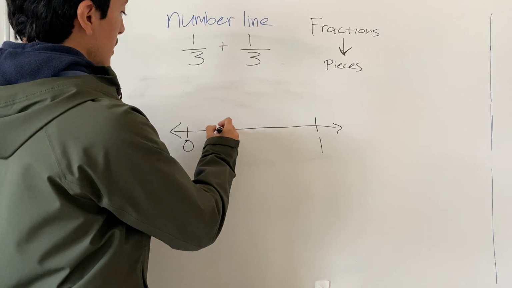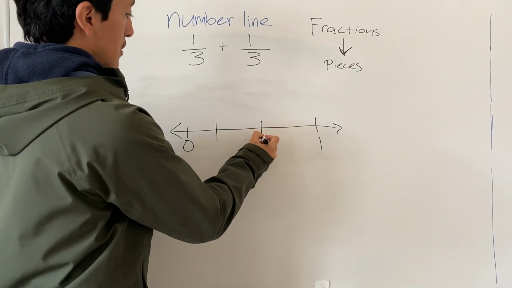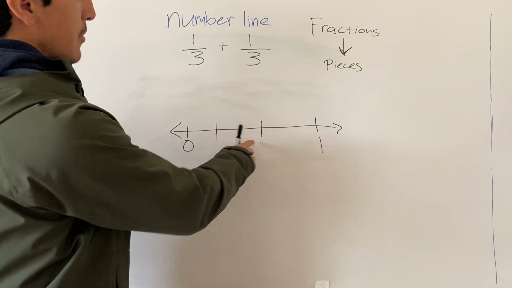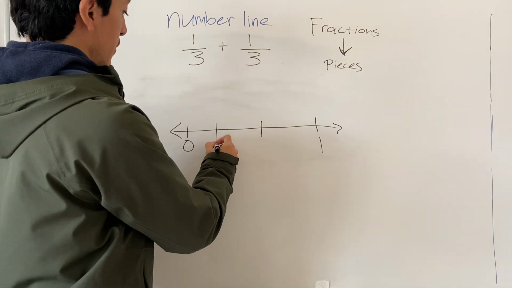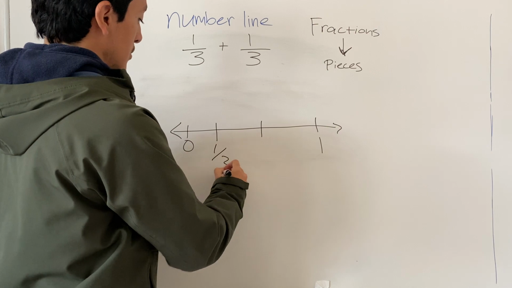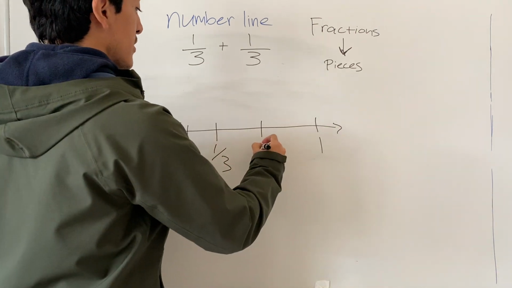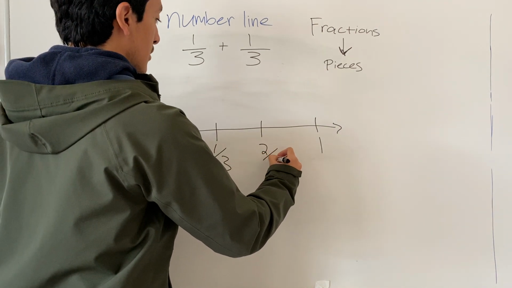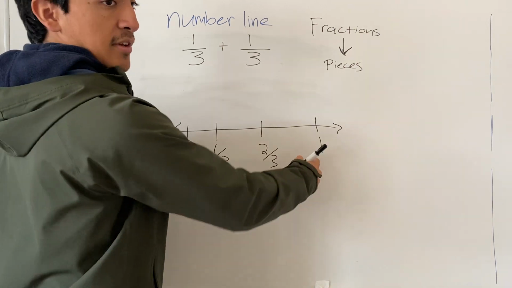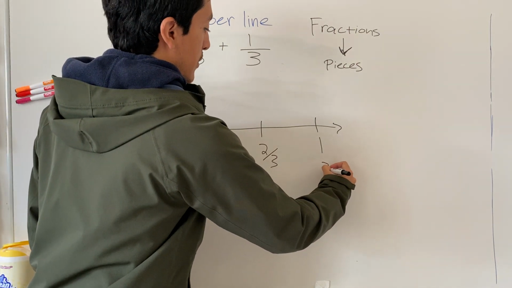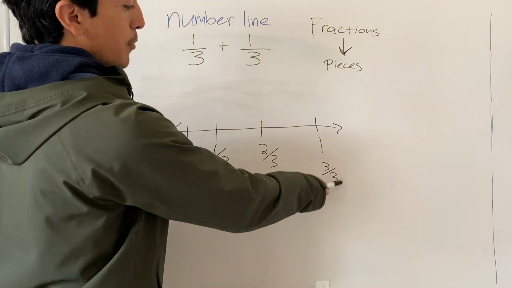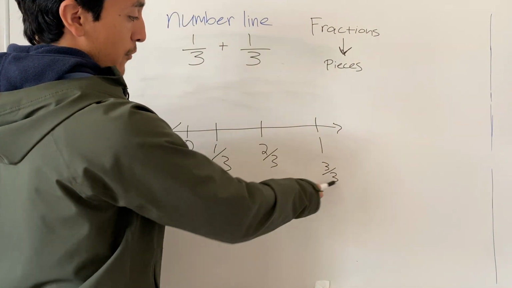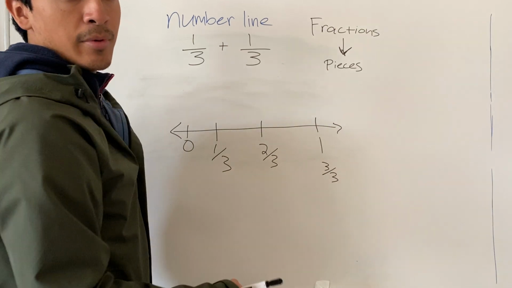So if I, we'll make 2 tick marks right here. What do you think this tick mark is going to be? 1/3. Right? And this one is going to be 2/3. And this one is going to be 3/3. That means that if the fraction is now full, it is not a whole number.